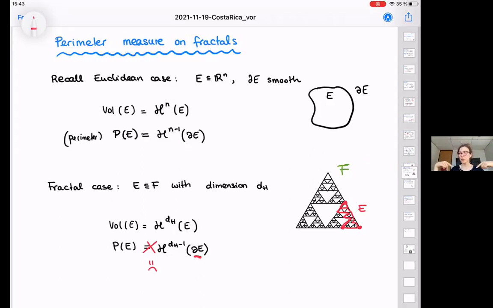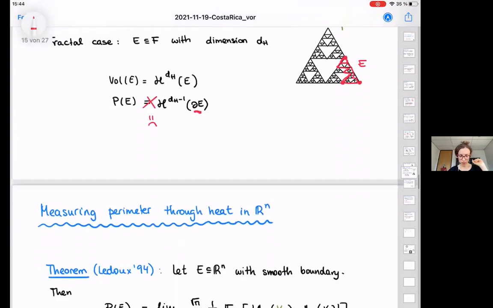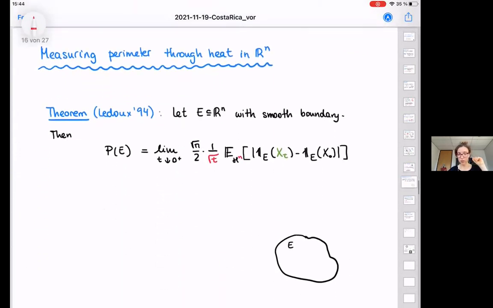And here is where I am going to tell you something that I started working on a couple of years ago with a series of collaborators, where we are using heat, a diffusion process, proceso estocástico, how heat diffuses. We are using this in order to measure the perimeter. And to tell you a little of the story, this is of course not coming from nowhere.